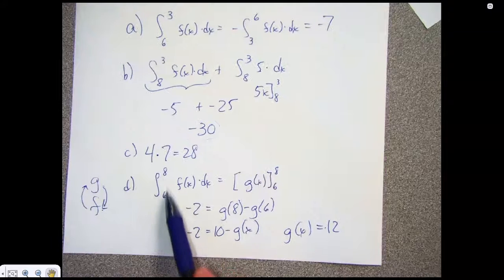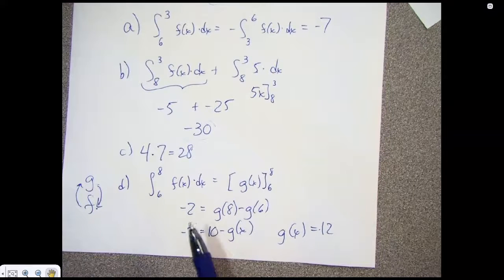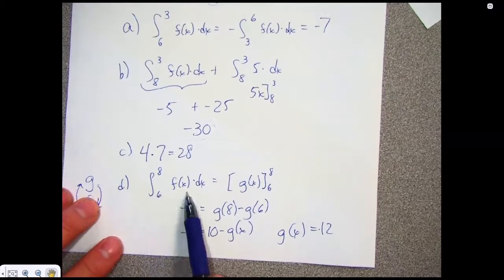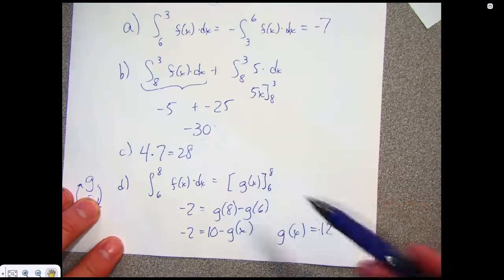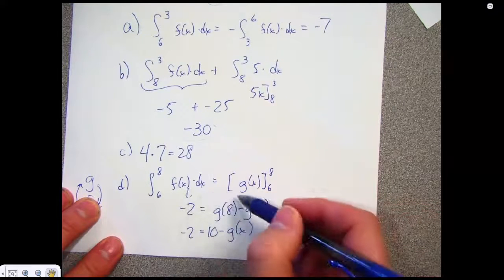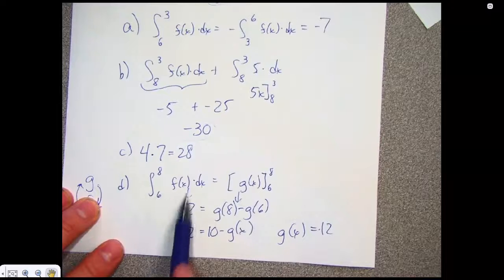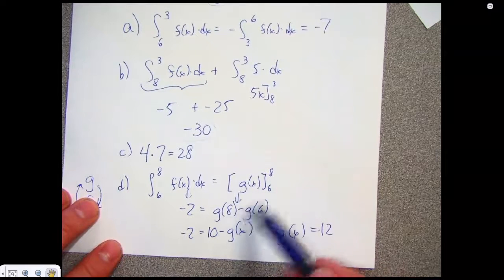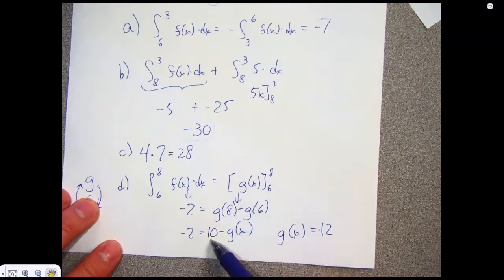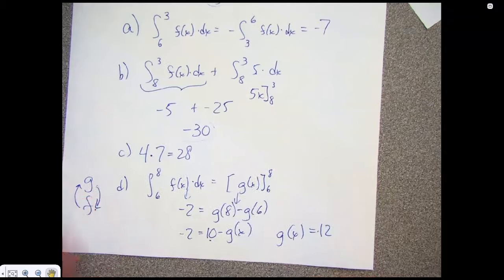I'm going to use 6 and 8 because those are the x values that they gave me in the problem. And if I integrate f, I get g, and then my endpoints are 8 and 6 still. So then I'm just working down, and it becomes two sides of an equation. So this is -2, and that's given in the problem. And this would be plug in the top minus plug in the bottom. Well, g of 8 is 10, and then I can solve that through and get the g of x comes out to be 12. All right, hopefully that helps.